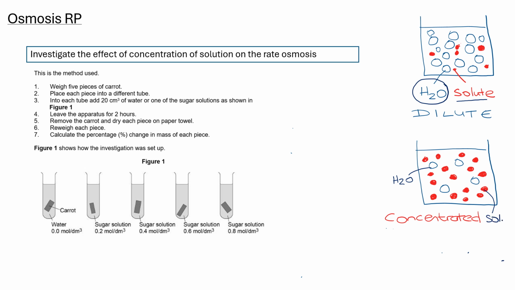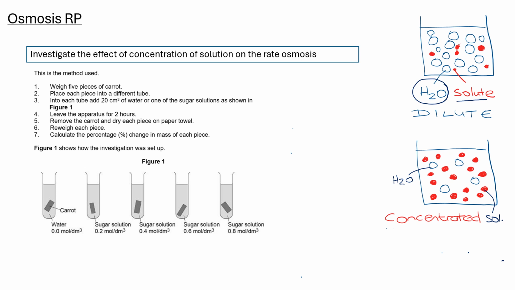When cells are placed in a dilute solution, water will move into the plant cells because there's a higher concentration of water in the beaker. In cells that are placed in a concentrated solution, water will move out of the cells because there's a higher concentration of water inside the cells than inside the beaker.